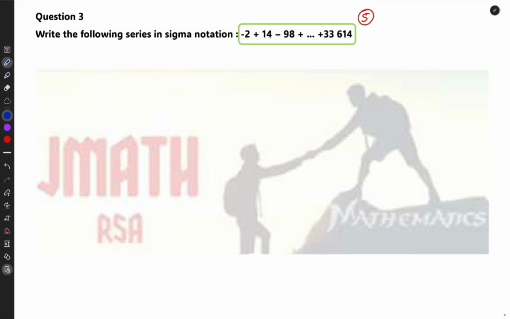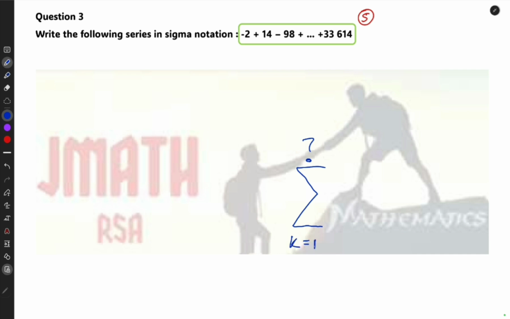Question 3, write the following series into sigma notation. It's not asked very often in exams, but you must be able to reverse this. If they give you a pattern, be able to write sigma. Now remember, I'm just going to do the end part just there. So we need to figure out how many terms there are. If you write your own sigma, please start at 1.